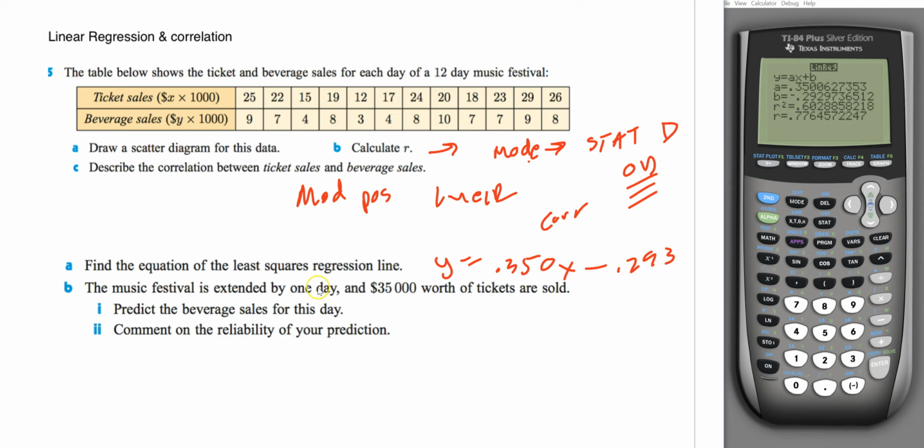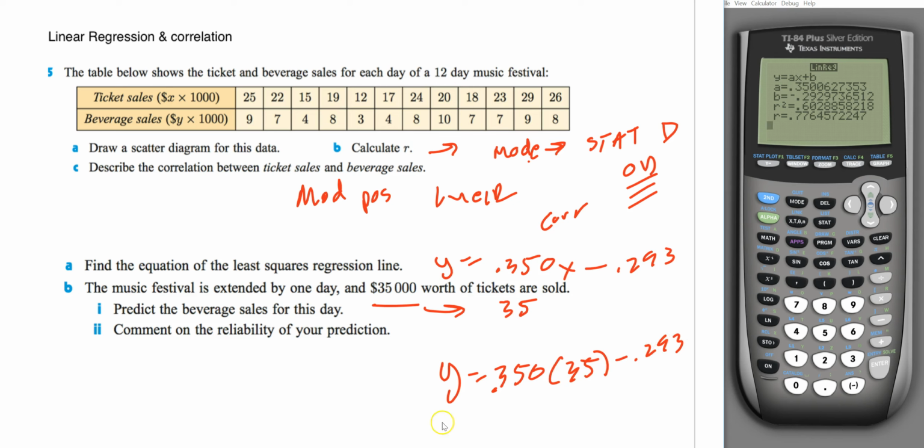Now the music festival is extended by 1 day, and $35,000 worth of tickets are sold. Now keep in mind, this isn't thousands, so 35,000, we're just gonna type in 35, right? Because this is in thousands, so just 35. Predict the beverage sales for this day. So, well, we have an equation. We're gonna type it in. So y equals 0.350 times 35 minus 0.293.